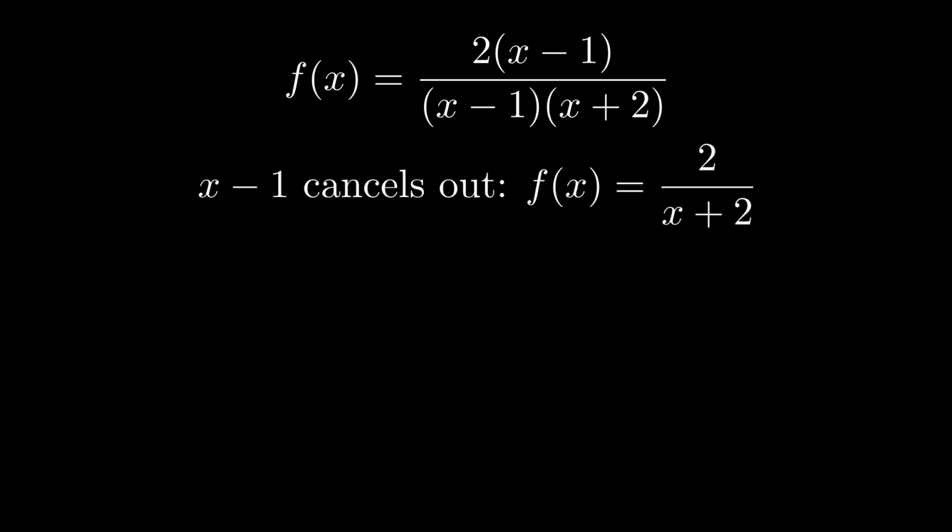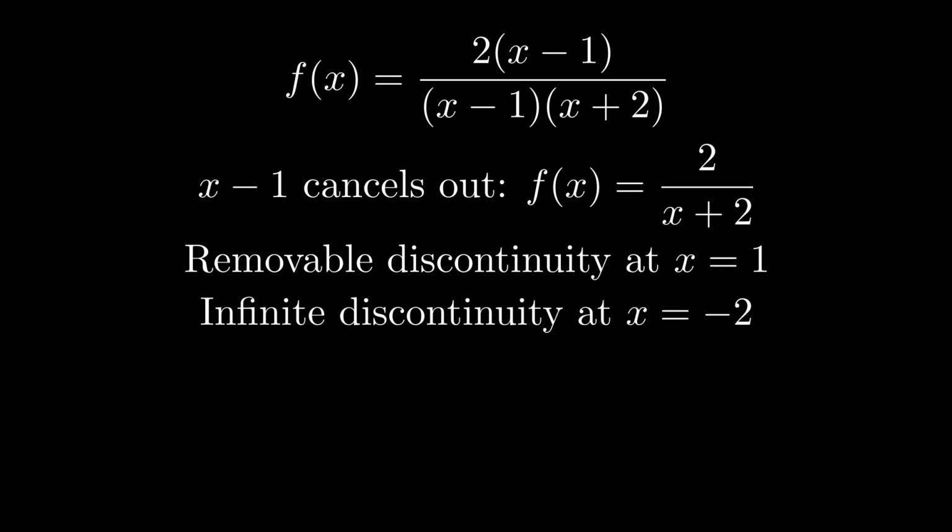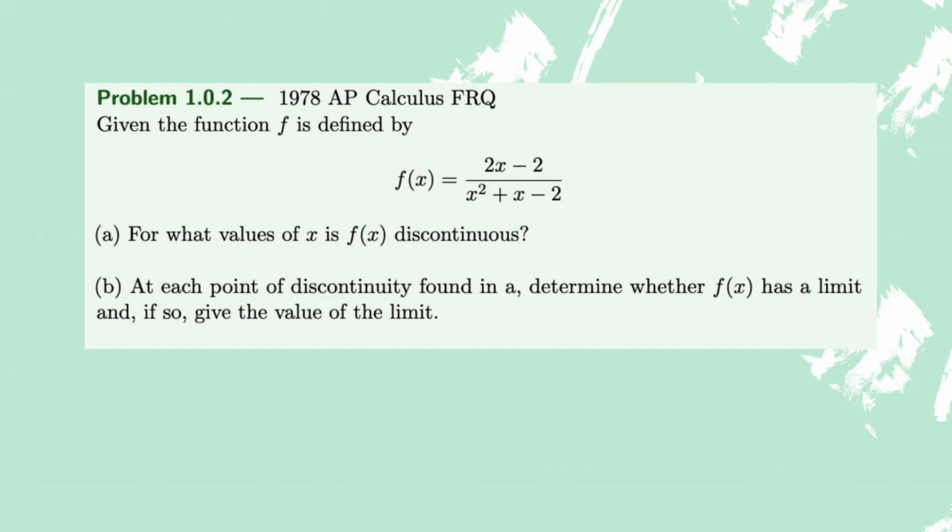So there's a removable discontinuity at x equals 1 since x minus 1 cancels out. And our simplified expression is 2 over x plus 2. So now we set the denominator for that to 0 to find that there's an infinite discontinuity at x equals minus 2. Now part B says, at each point of the discontinuity found in part A, determine whether f of x has a limit, and if so, give the value of that limit.